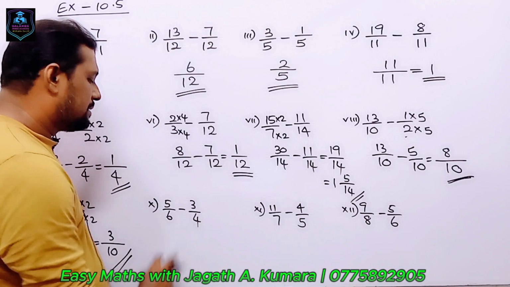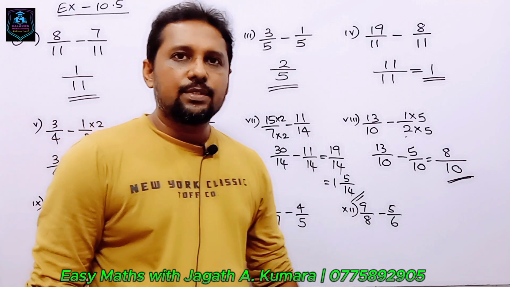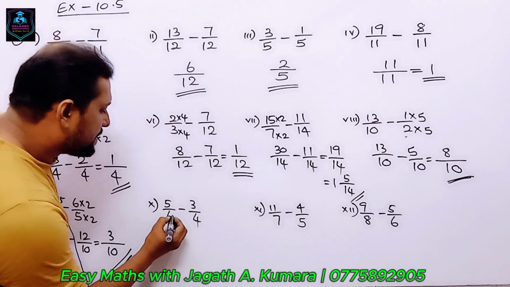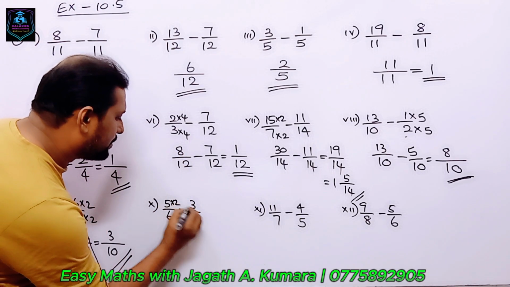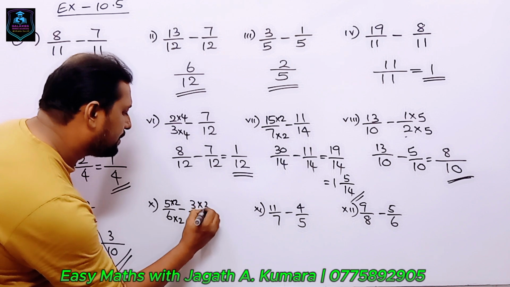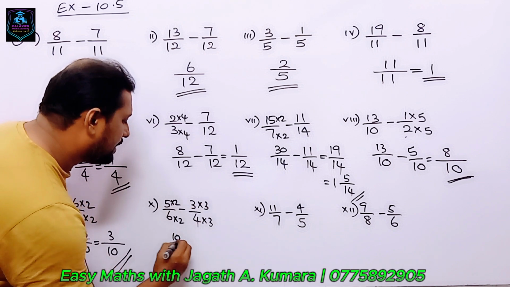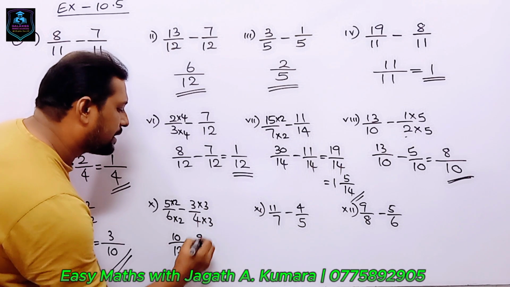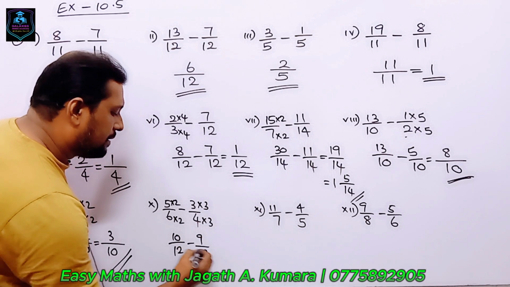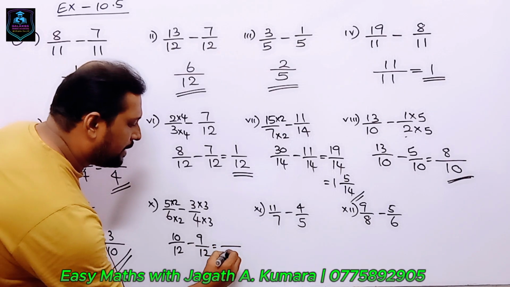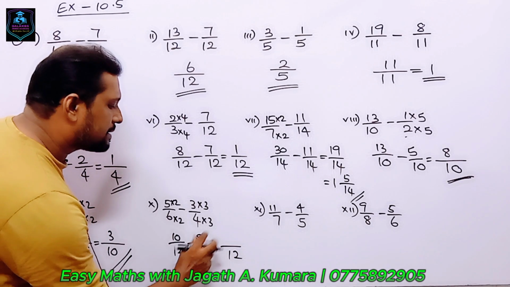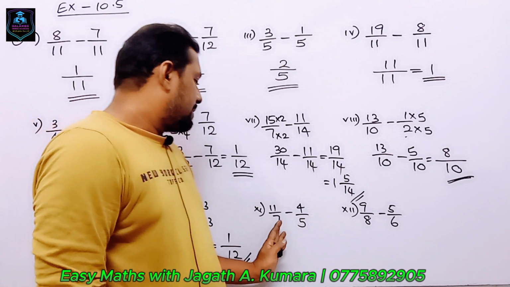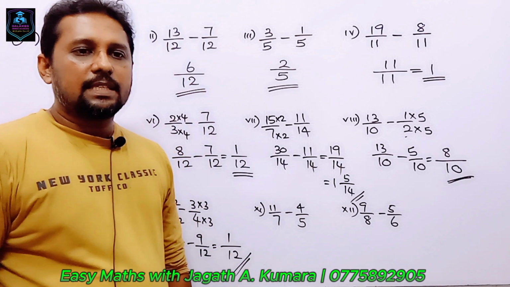Next one, 6 and 4, denominators unequal, so you have to find the LCM. LCM is 12. So the first fraction, multiply by 2. The second fraction, multiply by 3. 5 times 2, 10. 6 times 2, 12. 3 times 3, 9. 4 times 3, 12. Denominators equal, so the answer denominator is 12. 10 minus 9, answer is 1. 1 over 12.